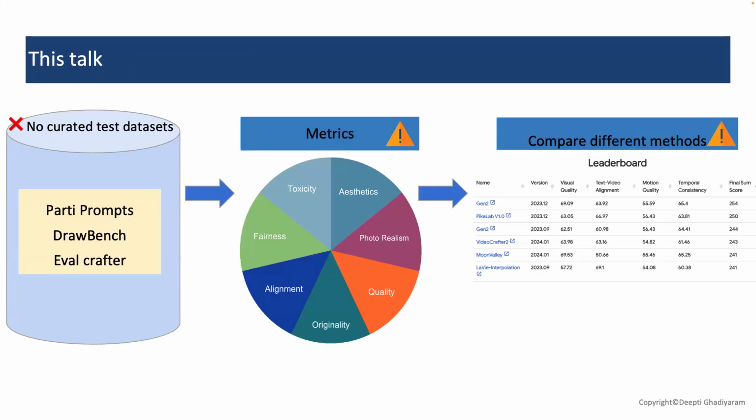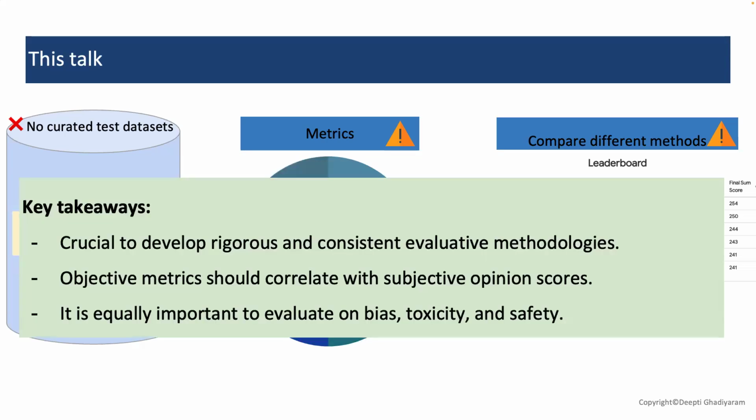So in the last 50 minutes, we looked at different prompt collections. We looked at several aspects in which the generative models should be evaluated. Looked at different metrics, and all the issues with these metrics, and the need for a unified way of evaluating these models.